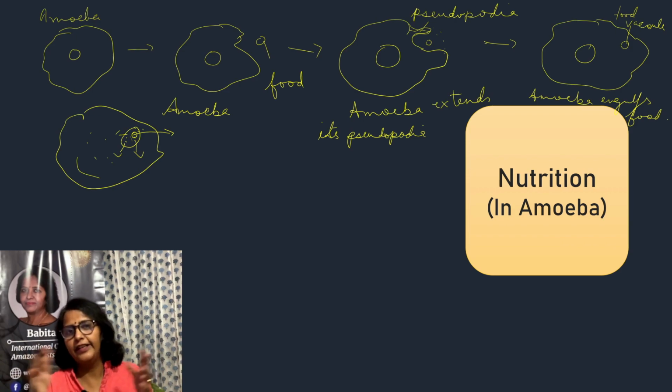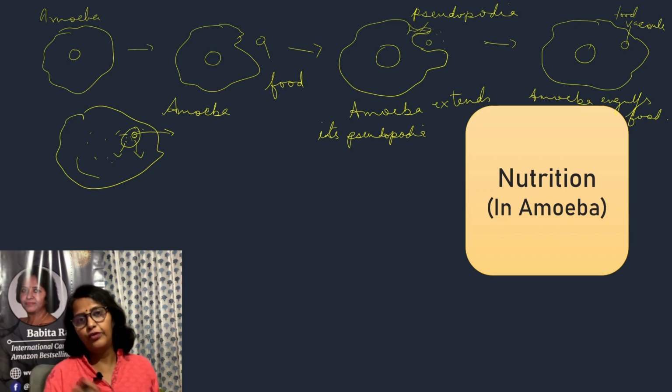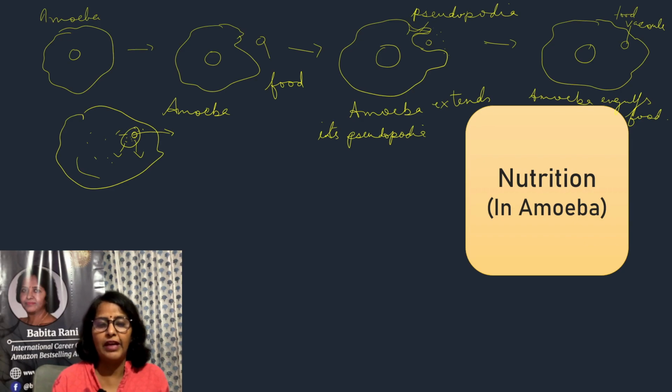After food is taken inside the amoeba, food vacuoles receive some digestive enzymes that will digest the food that has been received by the amoeba. After digestion, it will be absorbed by the cell of the amoeba, and that will be distributed to different parts of the amoeba cell. As it is a unicellular organism, everything is very simple, and whatever is left, whatever is not digested, is thrown out of the body. So this is the process by which nutrition in amoeba takes place.